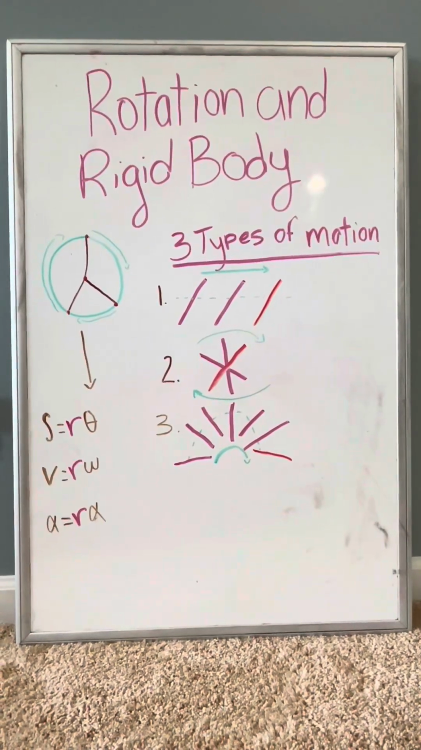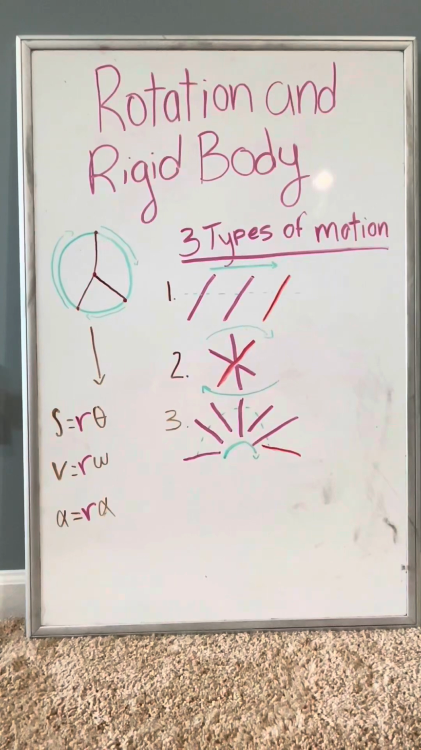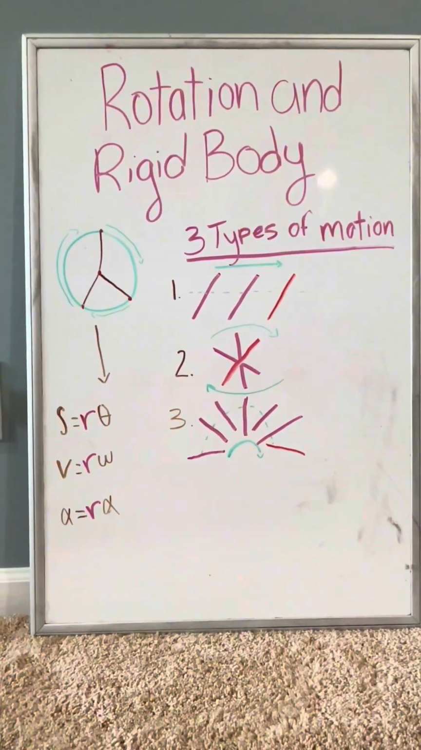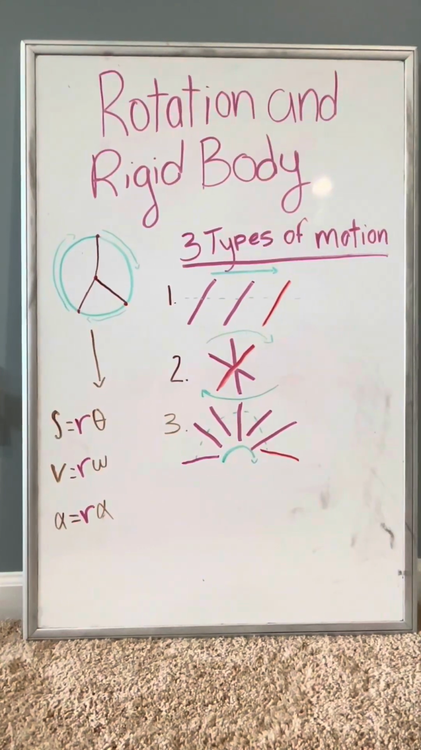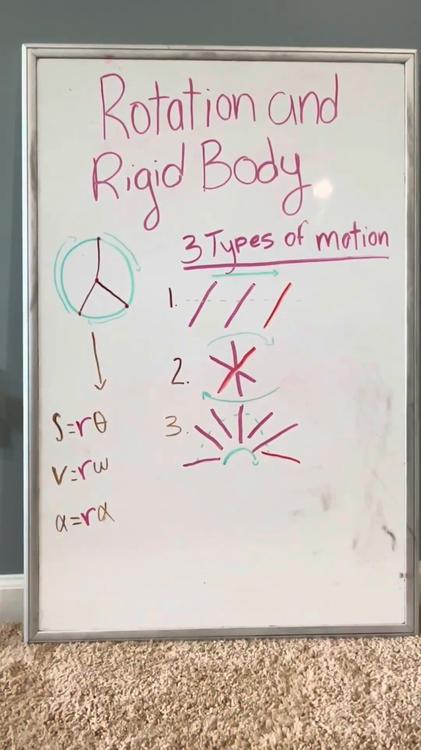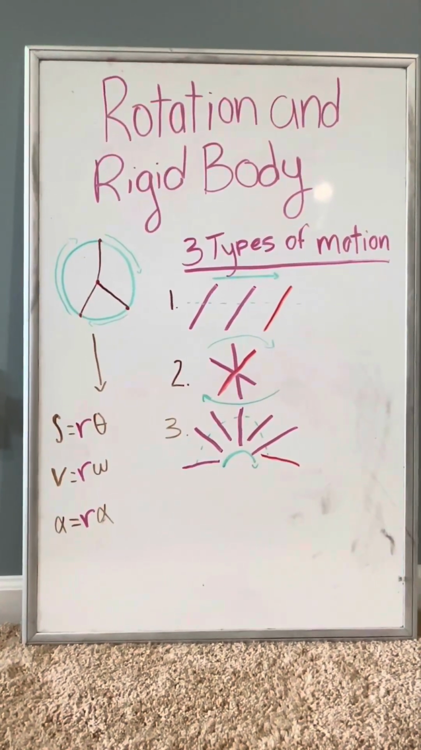Today's lecture will be on rotation and rigid body physics. So in rotation and rigid body physics, instead of an object going in a straight line fashion from point A to point B, the object is now spinning around. So let's start by defining a rigid body.